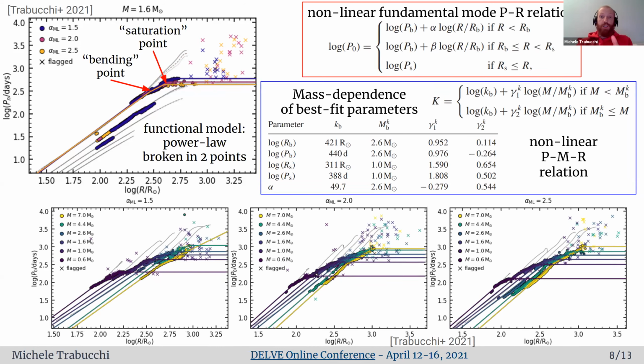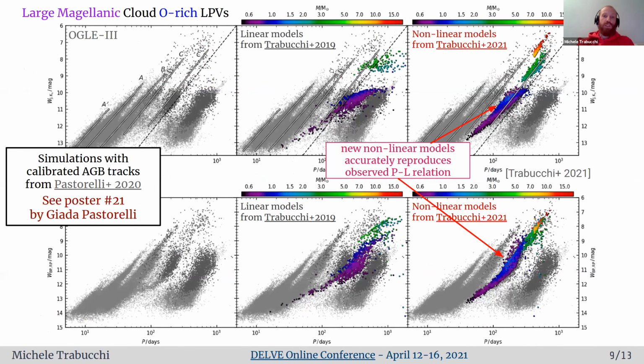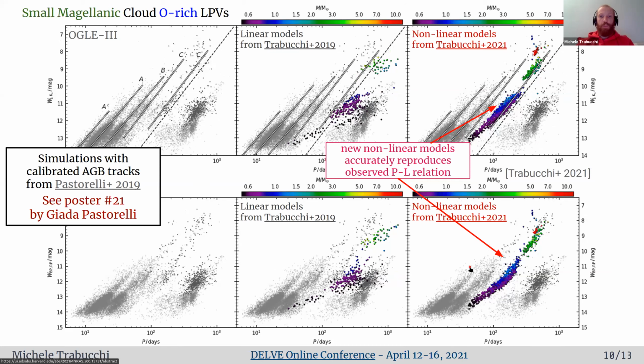And in that case, that's what we did to compare with the observed period-luminosity diagram. So this is the result, and you can immediately see that with respect to the predictions from our linear models from 2 years ago, now the predictions from nonlinear models match the observed location and slope of the period-luminosity relation of Mira variables in the LMC, the white line here. Now, this is, of course, limited to oxygen-rich LPVs because of the current limitations of the grid in terms of chemical composition. But it works rather well both in the LMC and in the SMC.